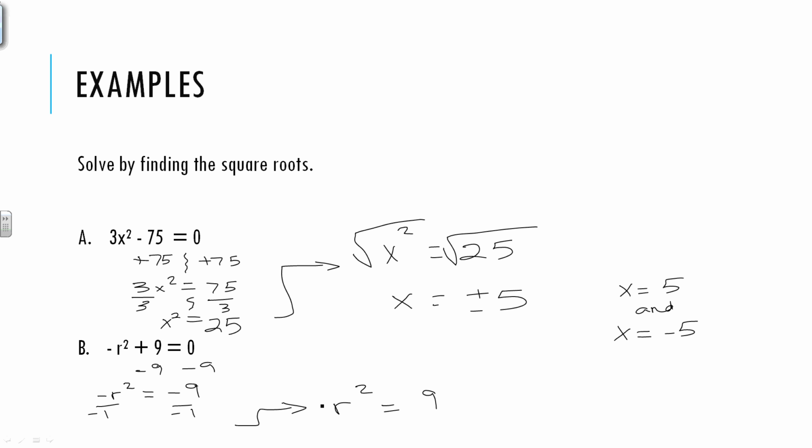Last step here, which you'll find with most, if not all, of these problems, we will square root both sides to get r by itself. So r will equal not just 3, but plus or minus 3, meaning that this function has two answers.